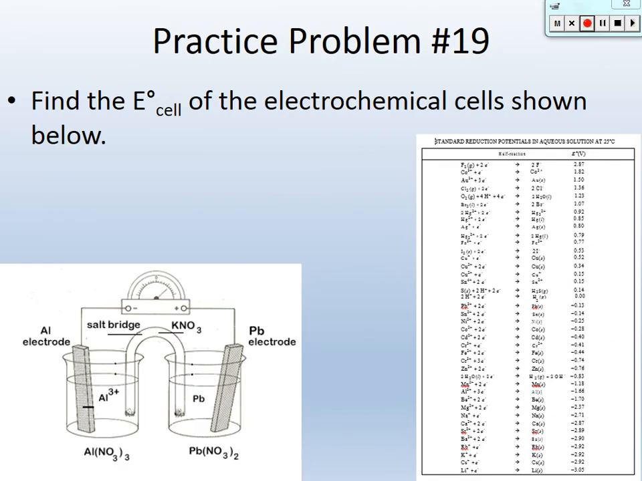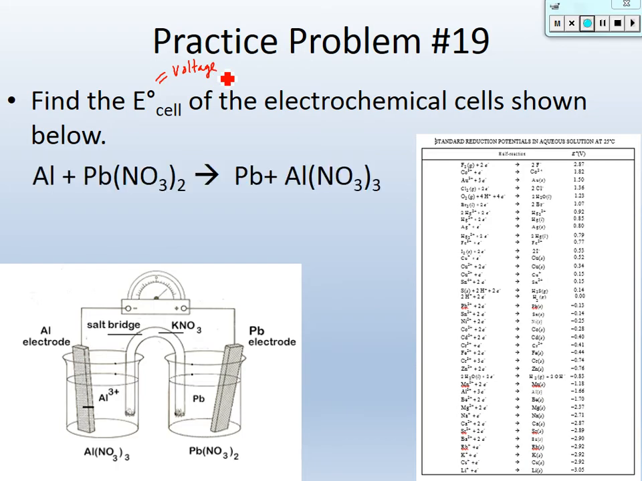Practice problem number 19 says find the electric potential of the cell, which just means voltage, of the cell shown below. Okay? But this one doesn't give us the half reactions. It does show us the electrochemical cell down here, but it still didn't tell us the half reaction, so we don't know which one's being oxidized and which one's being reduced. But hopefully you still remember how to do that, how to write half reactions. So let me help you through this one.